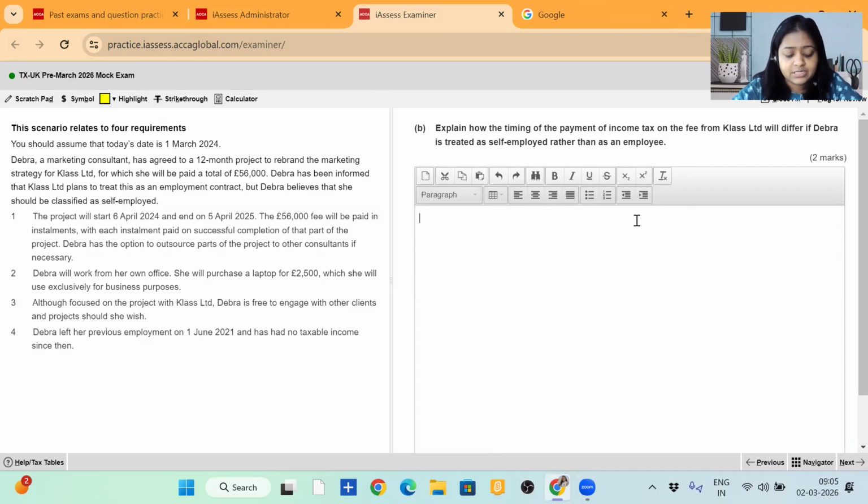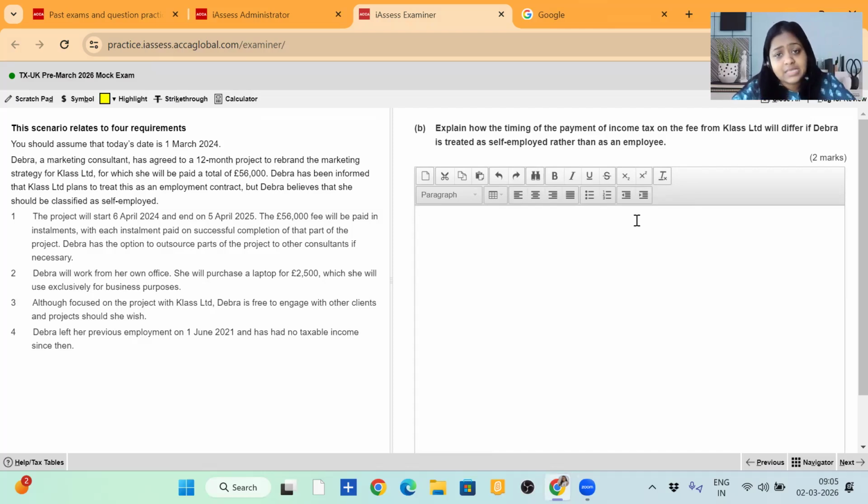If Deborah is treated as an employee, then PAYE would become applicable to her. And since PAYE will be applicable, the tax will be deducted at source, when the income gets generated, and she would receive the earnings net of PAYE. Got it? So this is the first point.